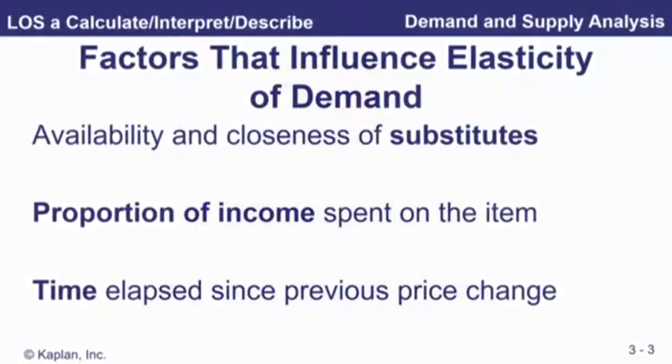So any list of 3 definitions is gold dust for you. So 3 of them: substitutes, proportion of income, and time. I think they're fairly straightforward if you just think about them intuitively. Let's start with substitutes, availability and closeness. Well, the more substitutes there are available, the more elastic demand will be. So if you're looking at soft drinks, there are lots and lots and lots of other soft drink brands available. If one puts their price up, why would you stick with drinking Coke when you could switch to Pepsi?